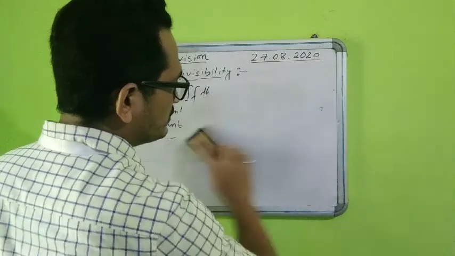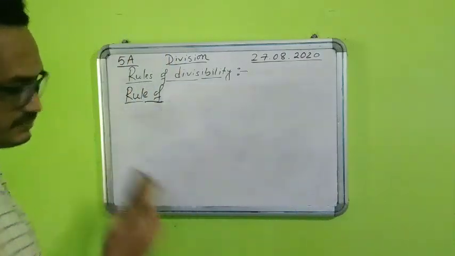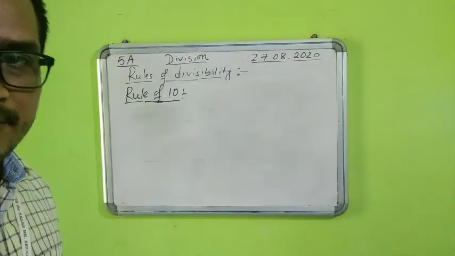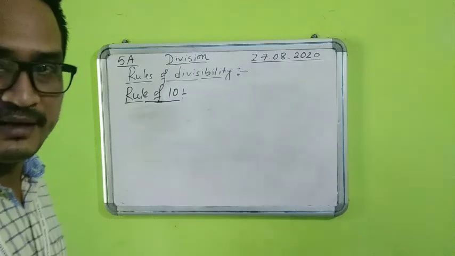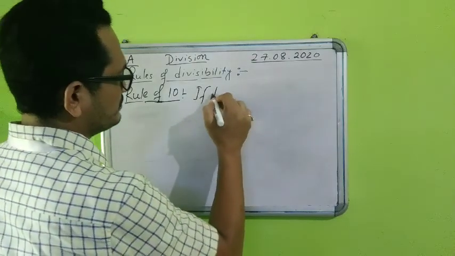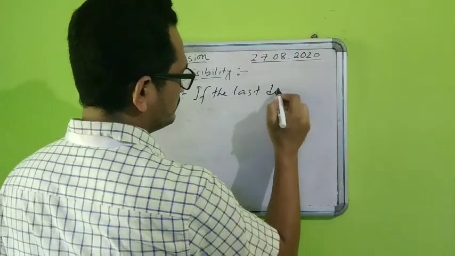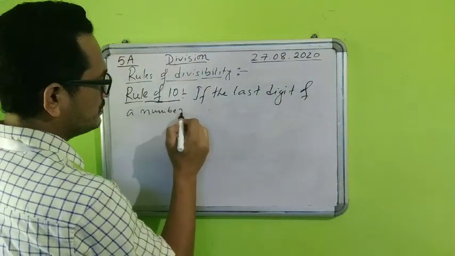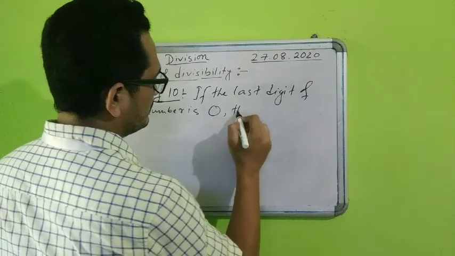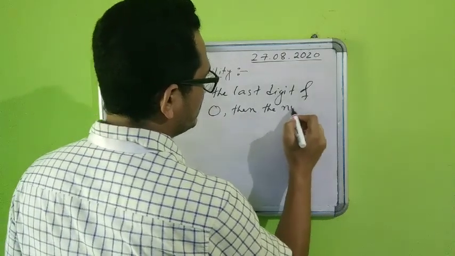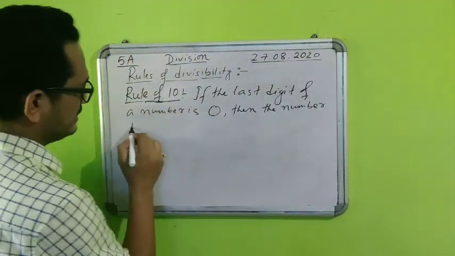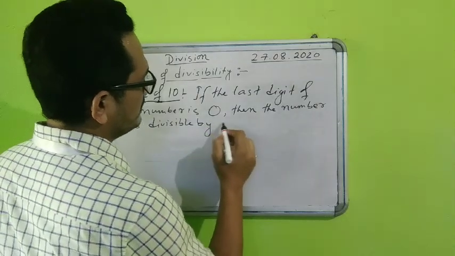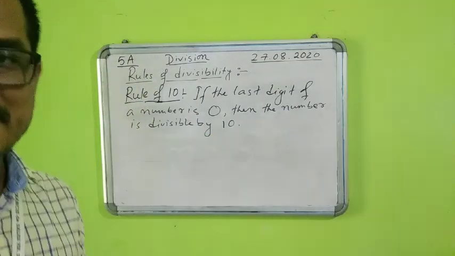And the last rule now is the rule of 10. So it is very easy, students. Rule of 10, you need to just see the last digit, like 5 and like 2. So it says if the last digit of a number is 0, then the number is divisible by 10. So this is a very easy rule.